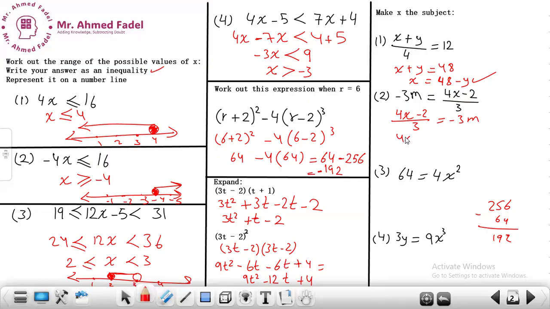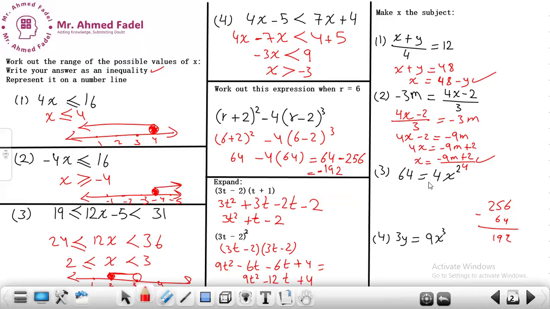You have 4x minus 2 equals, we said send it to their multiplication, so negative 9m. Send the minus 2 plus. So 4x equals negative 9m plus 2. Send the times 4, divided by 4. So x equals negative 9m plus 2 over 4. That's it. Negative 9m plus 2 over 4.